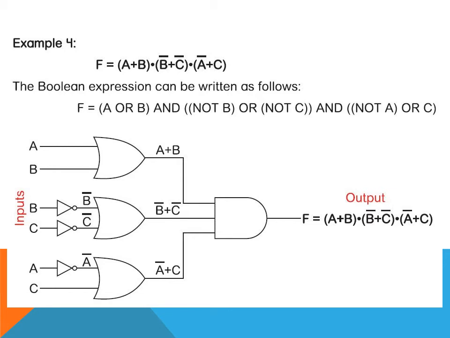In the third OR gate, the input C will be fed directly to the OR gate, but the input A will first be fed into a NOT gate and the output A bar will be fed into the OR gate, and the final output will be A bar plus C. Now we have got three outputs from three OR gates: A plus B, B bar plus C bar, A bar plus C. Now all these three outputs will be fed as input to an AND gate so that it will multiply all three and give us the final output as (A plus B) multiplied by (B bar plus C bar) multiplied by (A bar plus C).